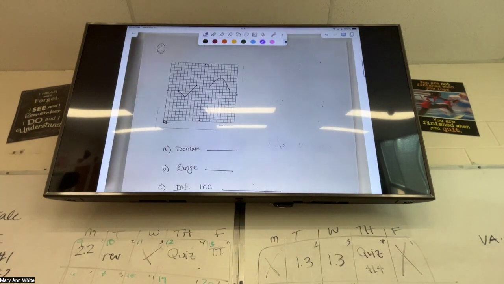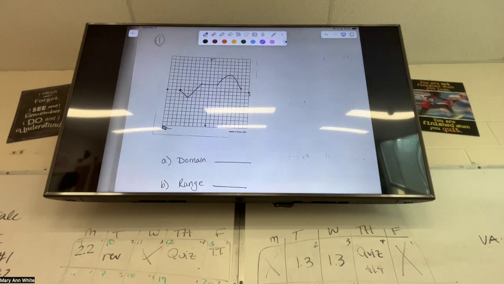Do you want to start on domains or do you want to start on the funny graph? Funny graph. Okay, let's do domain and range with this funny graph. What's the smallest x you see? Negative seven. And what's the biggest x you see? Eight. Am I going to use parentheses or brackets for those? Brackets. Very good. I've got solid points there.